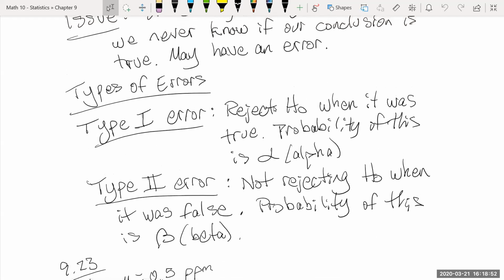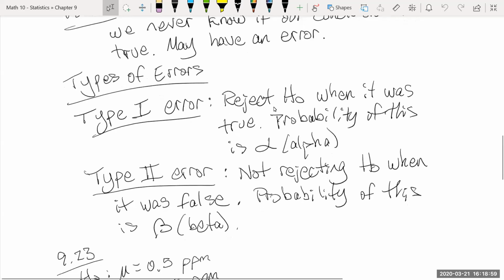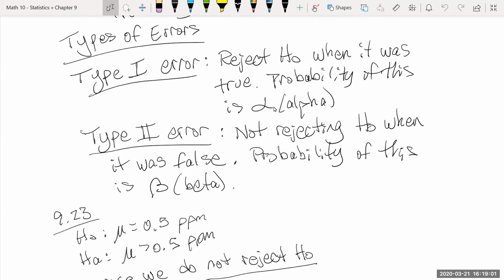Notice they're written in Roman numerals. Type 1 error is if we reject the null hypothesis when it was actually true. The probability of this is what we call alpha. You may recognize that alpha. That's the same alpha we saw when we were doing confidence intervals. We talked about, for instance, a 90% confidence interval giving us an alpha of 10%. Well, that 10% is the probability that we're wrong. That's what this is saying: we reject the null hypothesis when we shouldn't have.